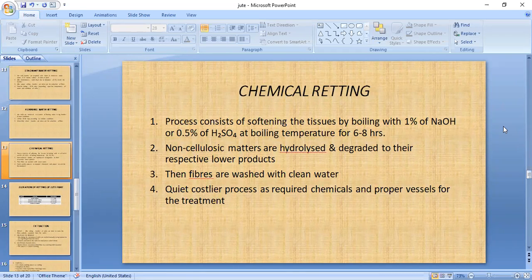Non-cellulosic matters are hydrolyzed and degraded to their respective lower products. So what is happening here? Whatever the impurities are there, they are hydrolyzed and degraded to the respective lower products. Then fibers are washed with clean water, so all these impurities will be removed. It is quite a costly process because it requires chemicals and proper vessels for the treatment and proper conditions for the treatment. That's why it is a costlier process. But time required is very less.